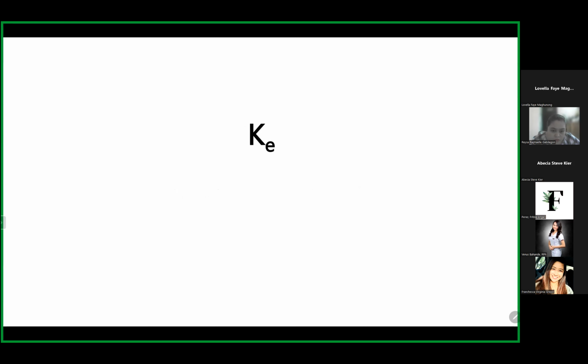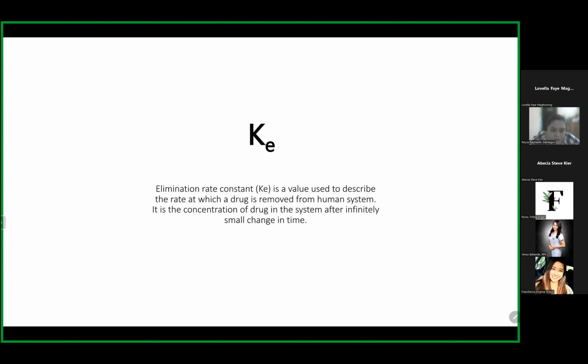We have your KE, as everyone is familiar with. KE is the elimination rate constant, a value used to describe the rate at which a drug is removed from the human system. It is the concentration of a drug in a system after an infinitely small change in time. The elimination rate constant represents the fraction of drug eliminated per unit of time. This follows first order kinetics, in which elimination rate is proportional to the dose.